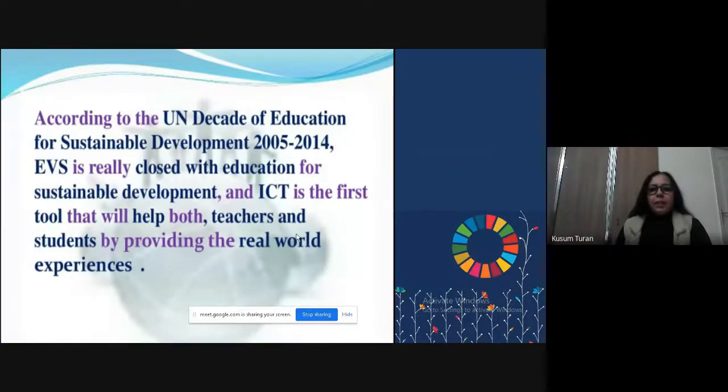As far as education is concerned, ICT, that is information and communication technology, is the first tool that will help both teachers and students by providing real world experiences. And more so, we can look into it. Our education system is now completely dependent on ICT and every technology, so it has a role to play to achieve them.